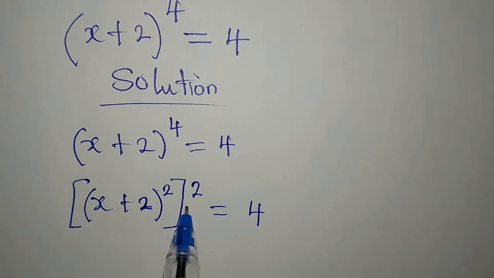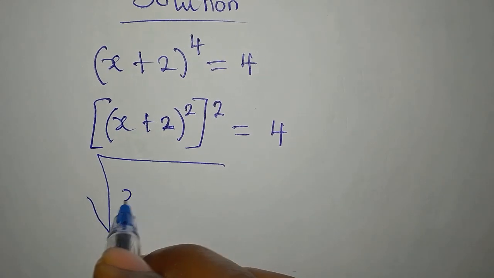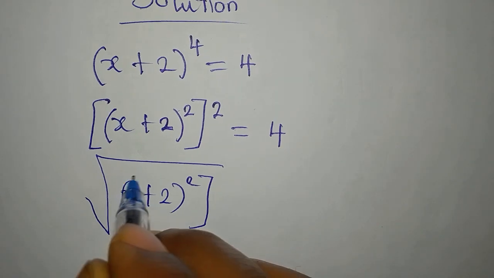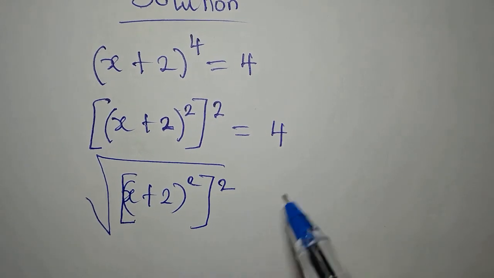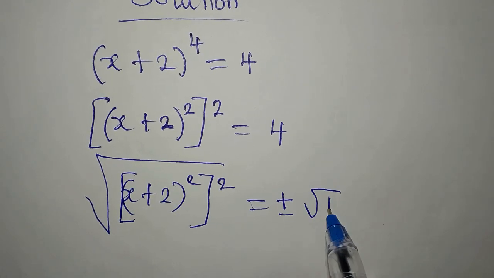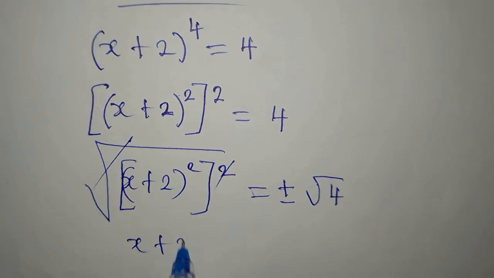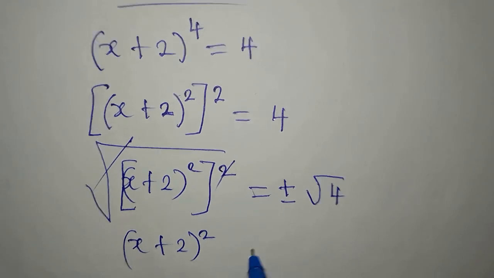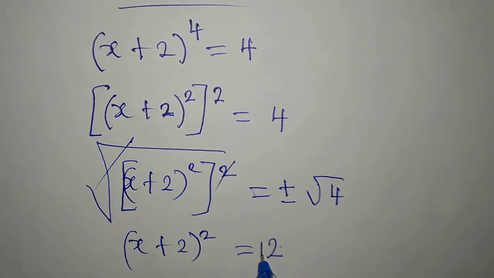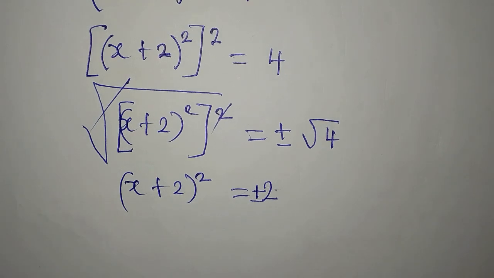Now, to remove this from here, we'll take the square root of everything. So the square root of ((x + 2)^2)^2, and this is equal to plus or minus the square root of 4. This will go with this. Now, (x + 2)^2 will be equal to the square root of 4, which is 2, but it's positive or negative. Now, let's expand this.